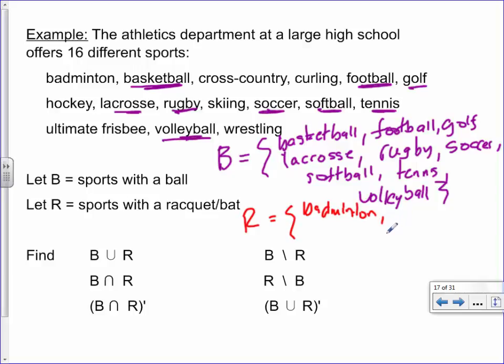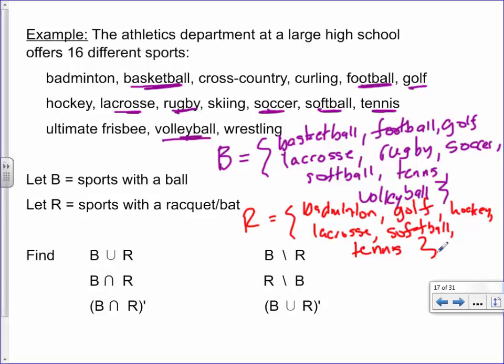Curling doesn't use a bat. Golf does. So is golf in both categories? Yeah, that's fine. Hockey does. Lacrosse. Rugby? No. Skiing? You don't hit anyone with your ski poles, I guess, if you had some. Well, I mean, you do. Extreme. Soccer, no. Softball, yes. Tennis, yes. And I think that's it, right?